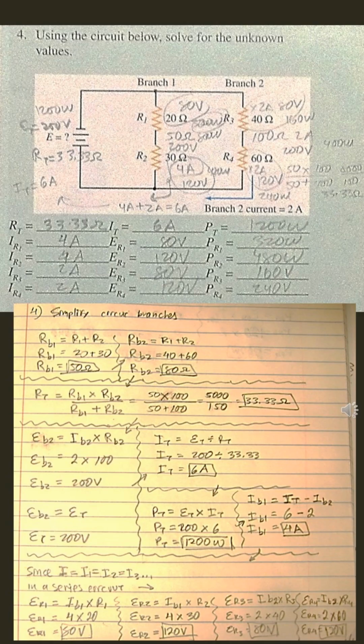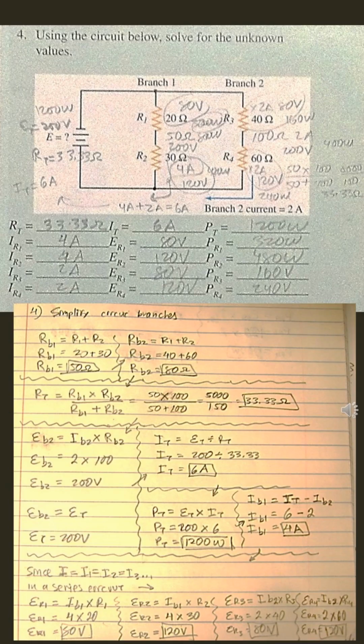Remember, that's at that branch, branch 1. So RB1 equals 20 plus 30 in that case. Those values are given to us. Again, we're just adding a series circuit resistance, 20 plus 30 in this case, which is 50 ohms. And we move on to branch 2: RB2 equals R1 plus R2, 40 plus 60 ohms in this case, or 100 ohms. We have our two branch resistances, 50 ohms and 100 ohms.